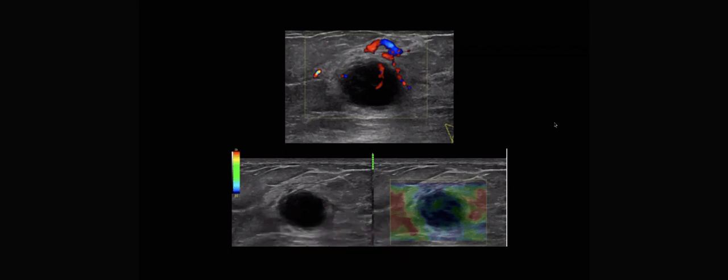And here we have an elastogram that we do not routinely use. I actually never used it, but it can tell you the hardness of the mass. The red will tell you that this area is soft. Blue is telling you that it's harder. It's not a cyst, right? It's a mixed cystic and solid mass.